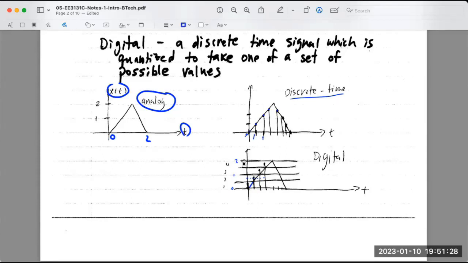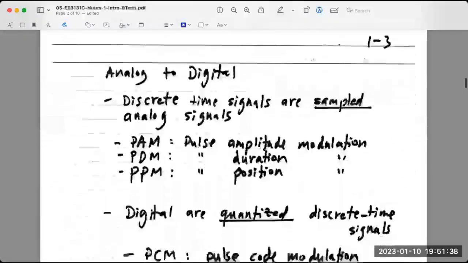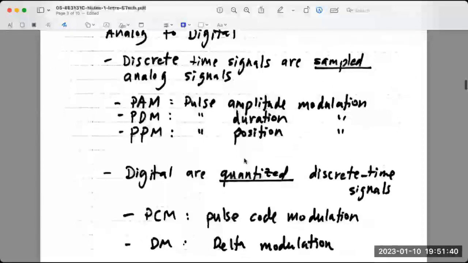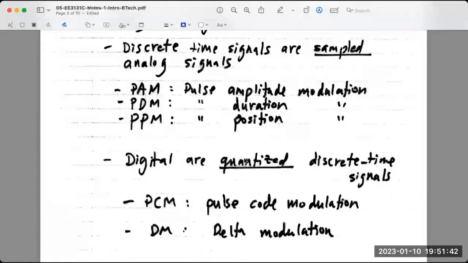Often this is glossed over when people talk about signals and systems and communication systems. It's all about information representation. How are you representing the information? So in summary, a discrete time signal is an analog signal sampled in time. Some examples of that are pulse amplitude modulation, pulse duration modulation, pulse position modulation.